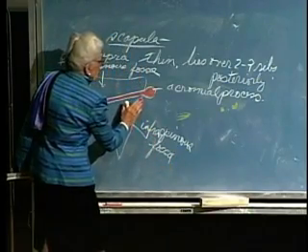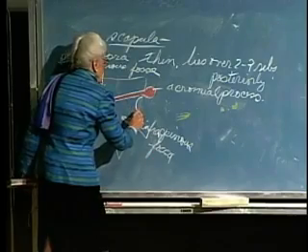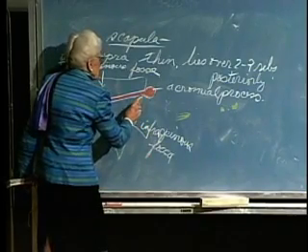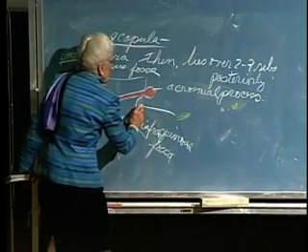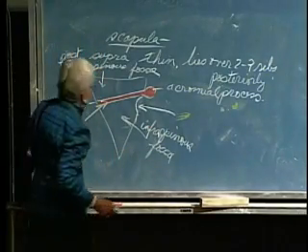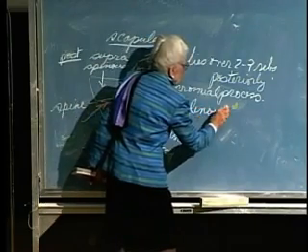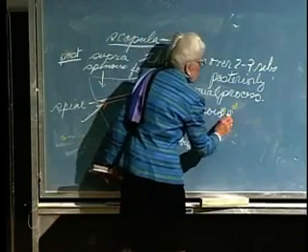Then we want to make an indentation here. This will be what's called the glenoid cavity. The glenoid cavity.